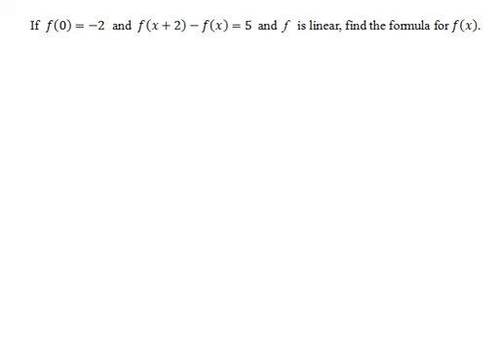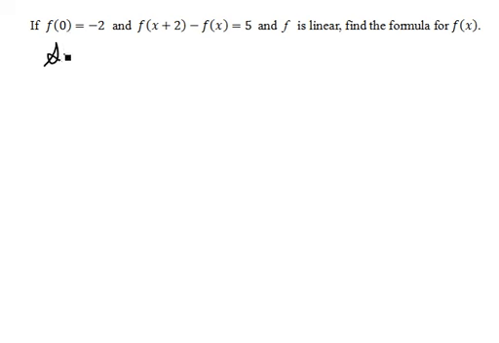All right, in this problem, we're told that we have a function with f of 0 equal to negative 2, and f of the quantity x plus 2 minus f of x is equal to 5, and f is linear. We're supposed to find the formula for f of x.